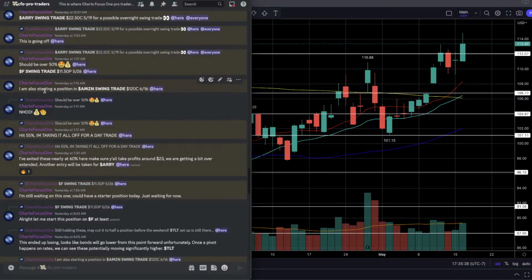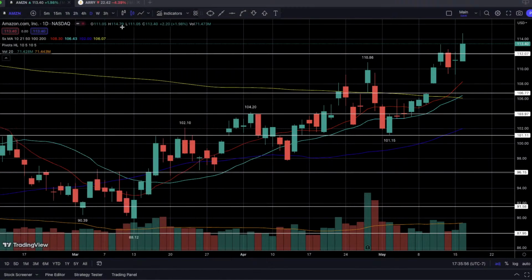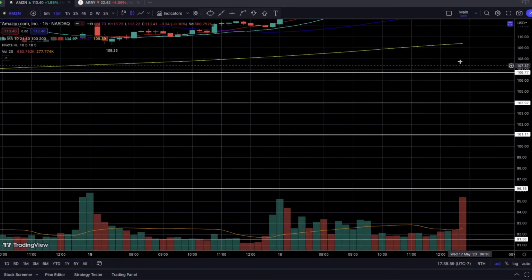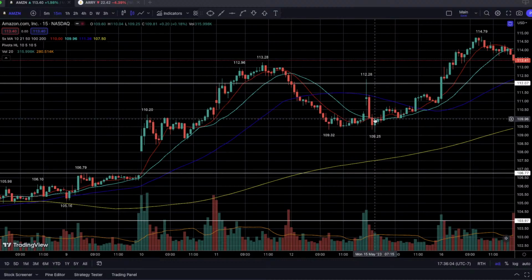So right here at 7:15, I said I'm starting a position in Amazon swing trade, 120 strike call contracts that expire on June 16th. And we got in exactly right over here. If you go on the 15-minute time frame, the time frame that I was looking at to make this entry point, near the exact bottom of Monday. Absolutely sniped this one. And this is where we have sniped ARRY as well, ARRY and Amazon back to back.